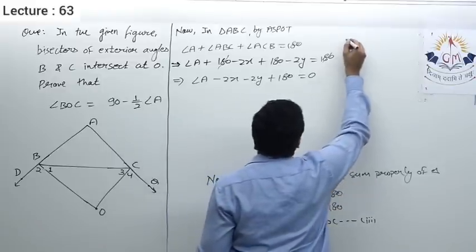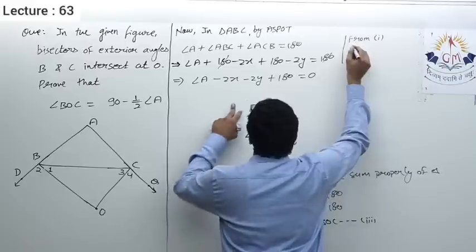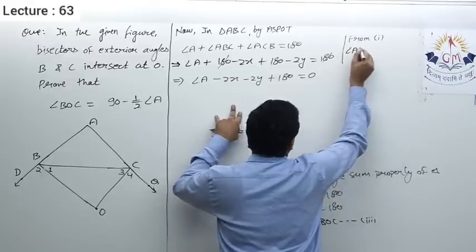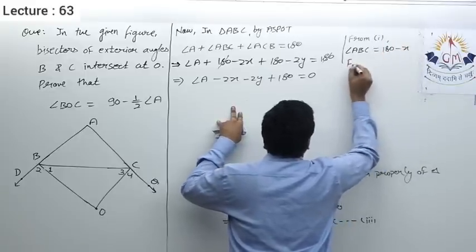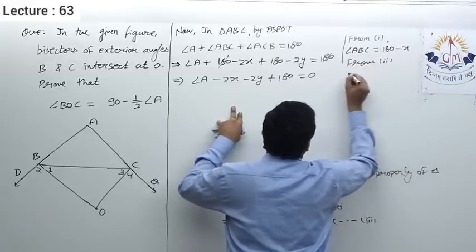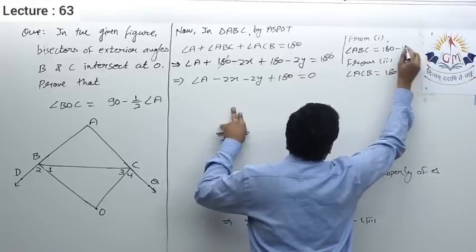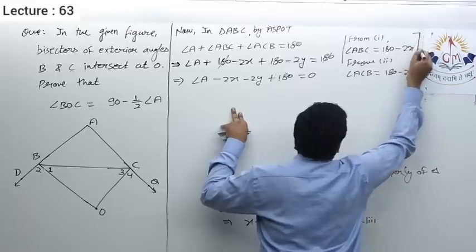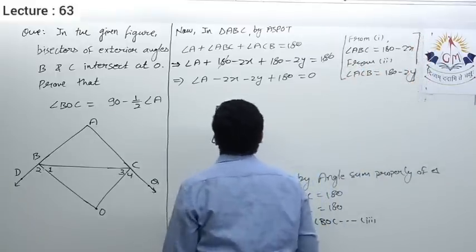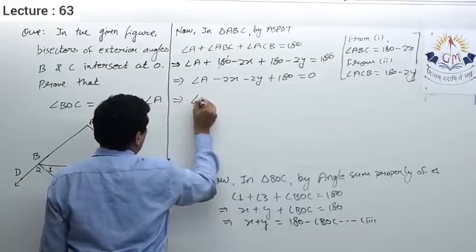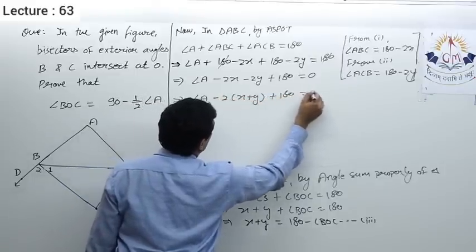Okay, here again I have to write the reason. What reason? From 1, ABC is equal to 180 minus 2x, from the second, angle ACB is equal to 180 minus 2y. Okay, now over here it is angle A. Now if I take minus 2 common, x plus y, plus 180 equal to 0.